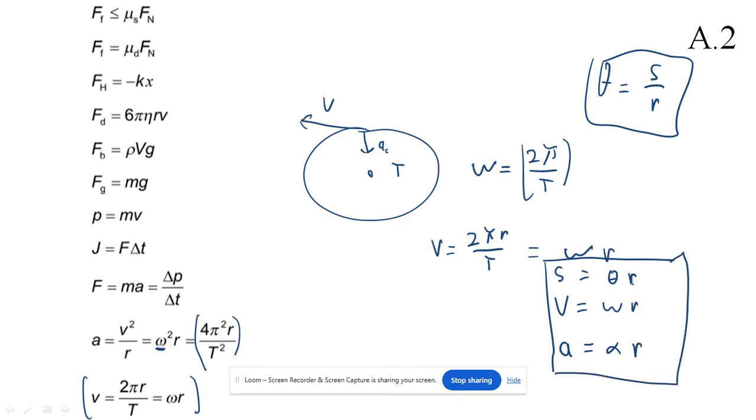I don't think they have anything besides this in the data pack. We'll see. Okay, and I think that's it. There they are.